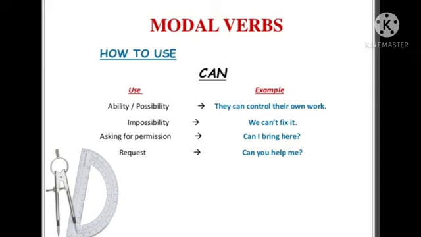Now let's focus on each modal in detail. First one is can. We use can to show ability, possibility, impossibility, asking for permission, or a request. You can see the examples given there. "They can control their own work" shows their ability. "Can you help me?" is a request. And "Can I bring it here?" is asking for permission. So for all these things we use can.